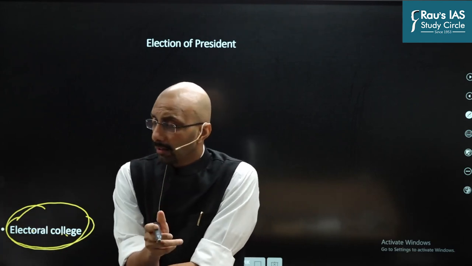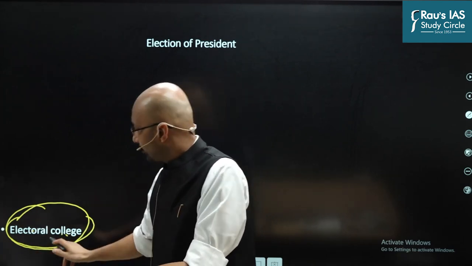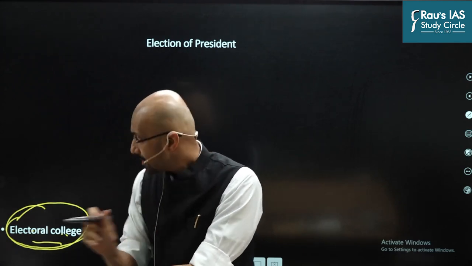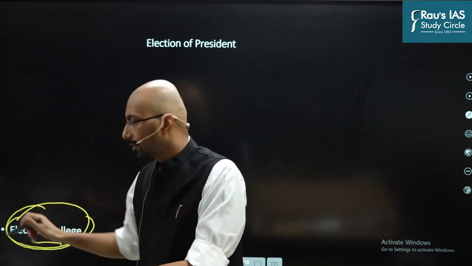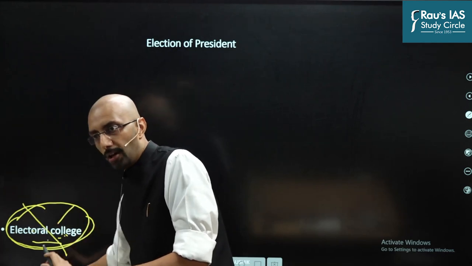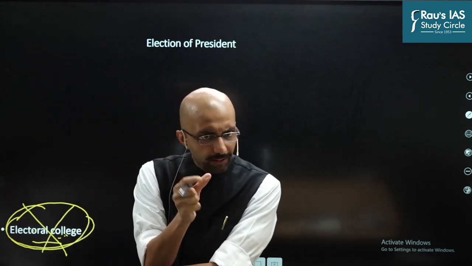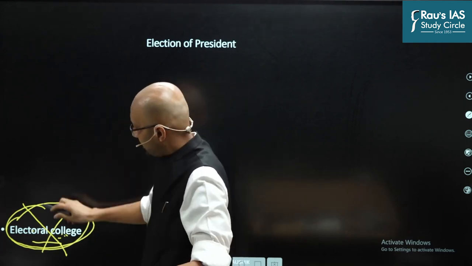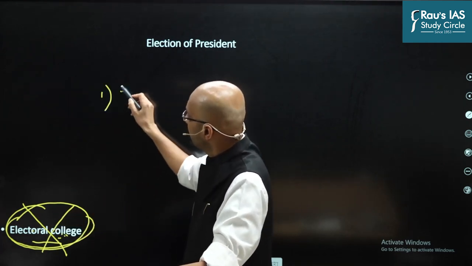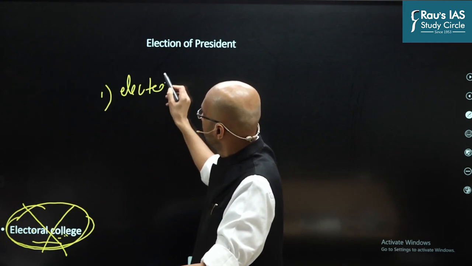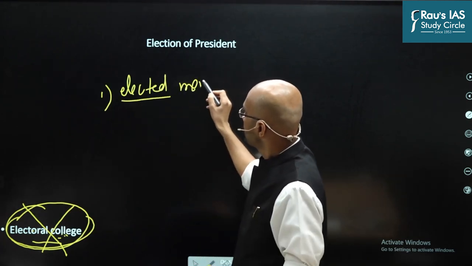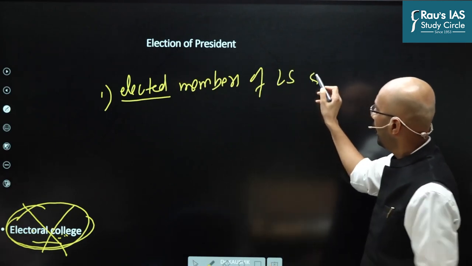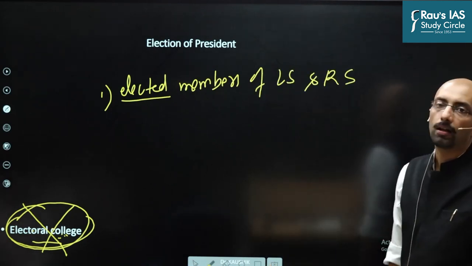In case of the American president's elections, this electoral college is specially constituted. And after these electors vote for the president, this college is dissolved. But in case of India, we have a slightly different college. So who are the members in this college? First is the elected members of Lok Sabha and Rajya Sabha.